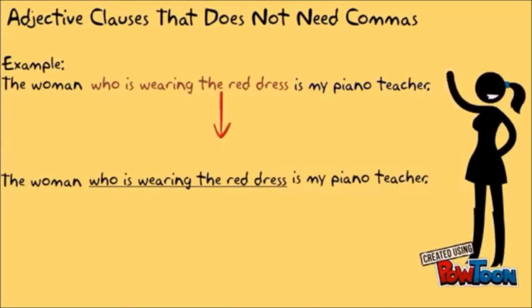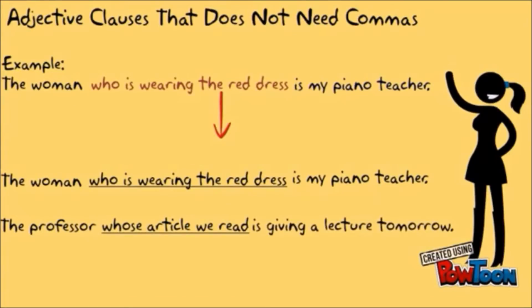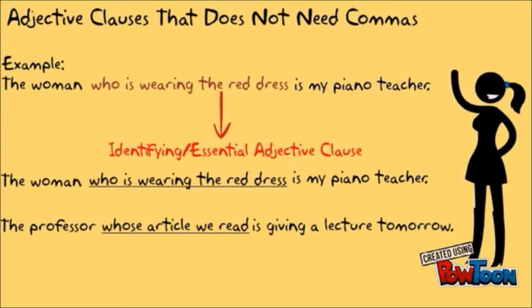When we hear this sentence, we will ask, what woman? Who? There might be many women in the room. How do I know which one we are talking about? The adjective clause helps us to identify which woman we are talking about. Because we do not use commas with this adjective clause, we call it an essential adjective clause, because it identifies which woman we are talking about.